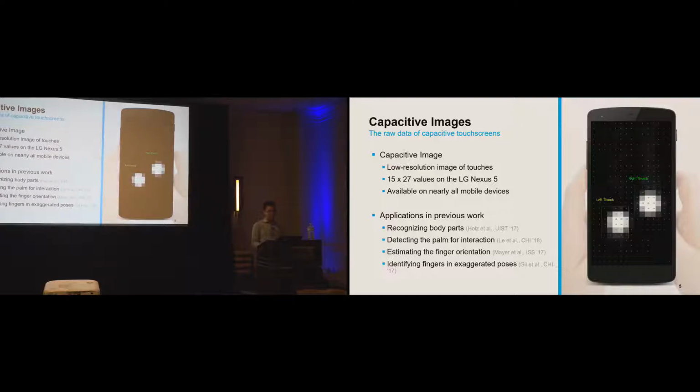Despite the low resolution, previous work successfully used them for a wide range of use cases. For example, to recognize body parts or the palm for interaction, and also to estimate the finger orientation on a touchscreen. And closest to our work, Jill et al. used capacitive images of smartwatches to identify the thumb, the index finger, and the middle finger. However, they assumed exaggerated finger poses, which is uncommon on smartphones, and they also showed that the identification of fingers in normal poses is not really feasible with a usable accuracy.